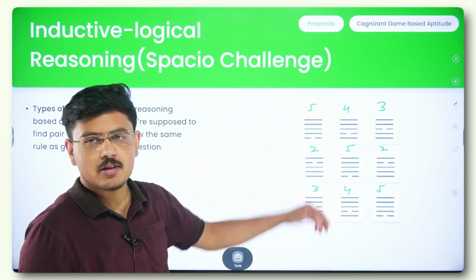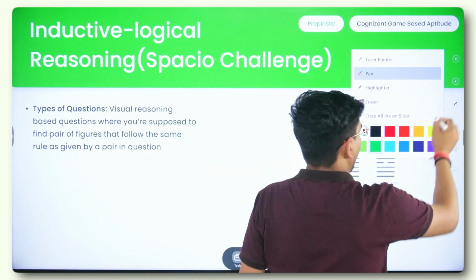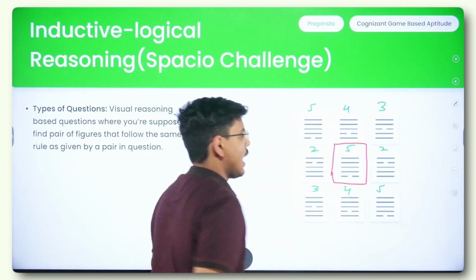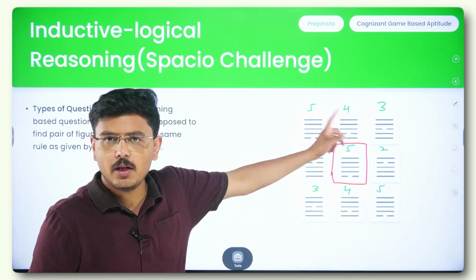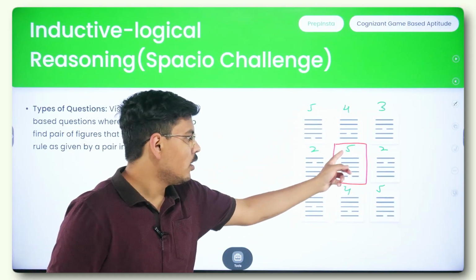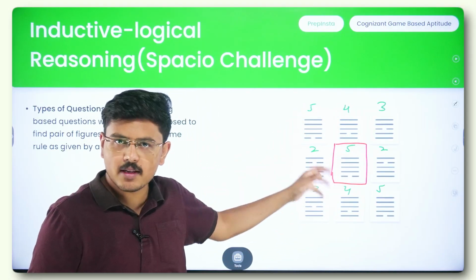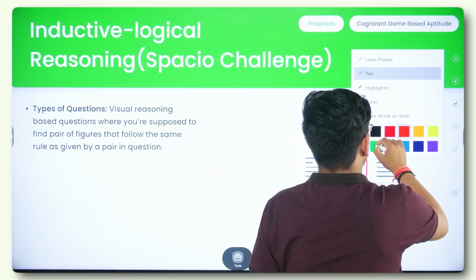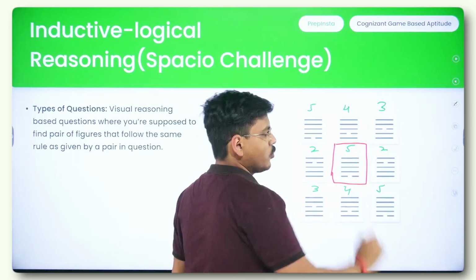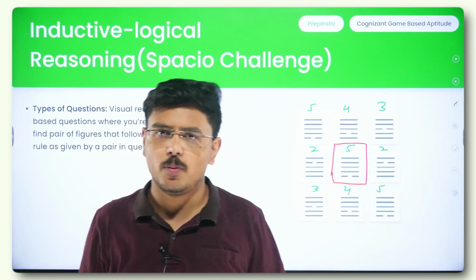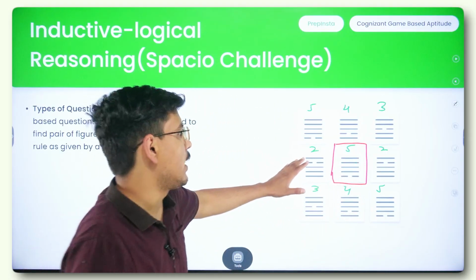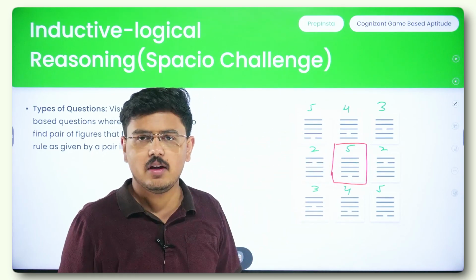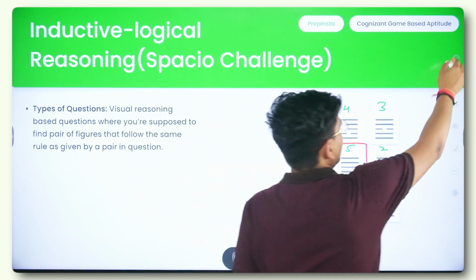So if we carefully see, where is the problem? The problem lies here, right? Because had it been 1, it would have been a good series, 5, 4, 3, 2, 1, and then 1, 2, 3, 4, 5. This makes sense, right? So this is the problematic image. This needs to be corrected. Here the answer should be 1. Fine. They'll ask you in the manner that which particular image has the error, and you'll point this out. So that's how Spacio challenges are solved.